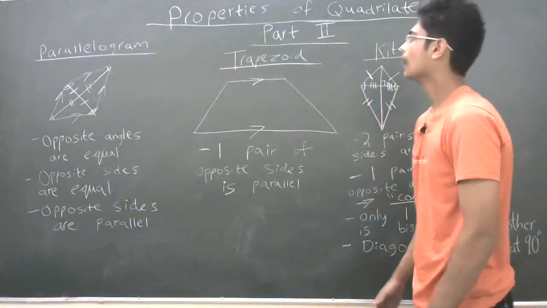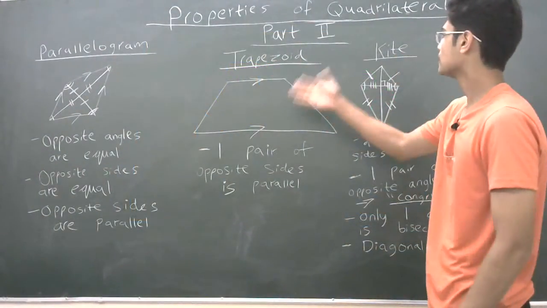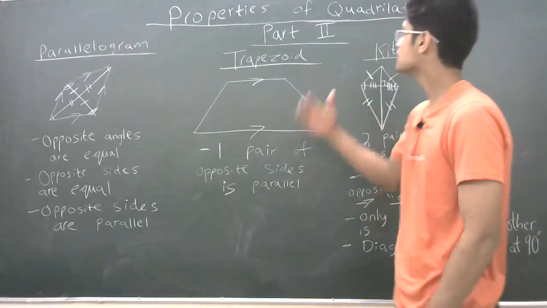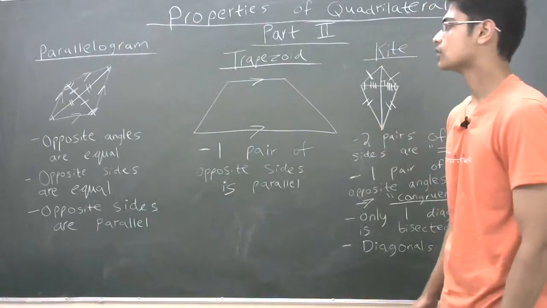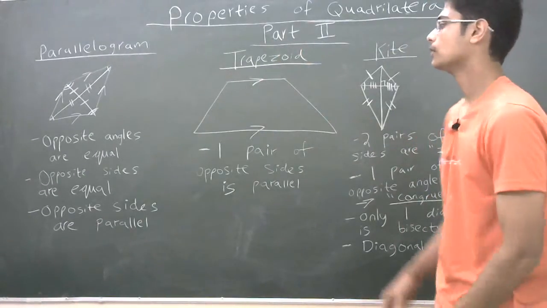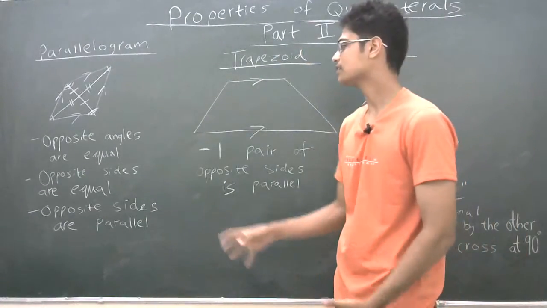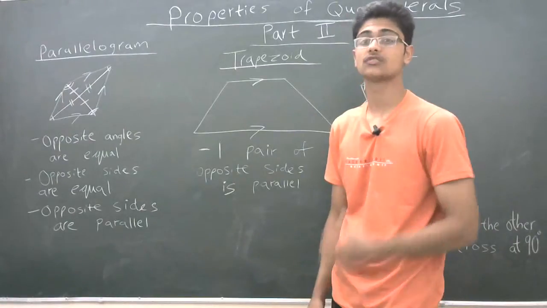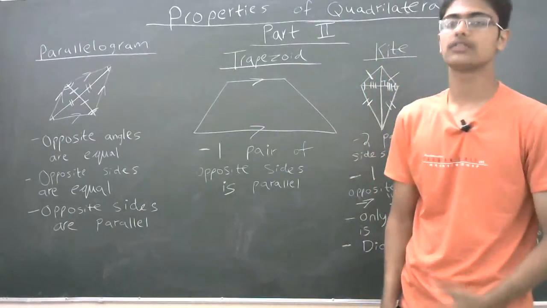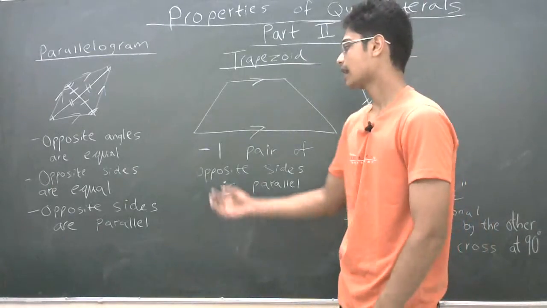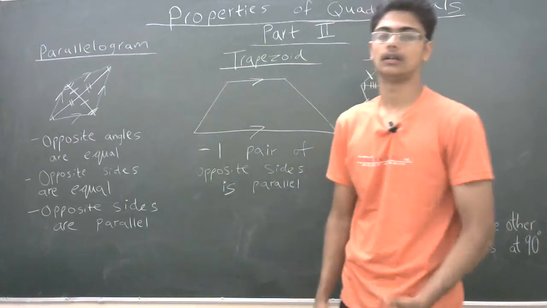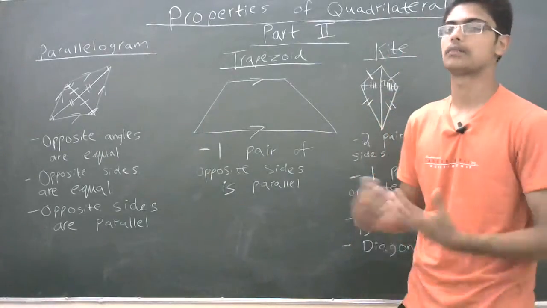So here we have the parallelogram, the trapezoid, and the kite. And again, these are more quadrilaterals that I really want to go over. Starting off with the parallelogram, the opposite angles are congruent as well as opposite sides. So both the opposite angles and the opposite sides are equal in length. And then the opposite sides are parallel. And obviously this makes sense because it's a parallelogram.